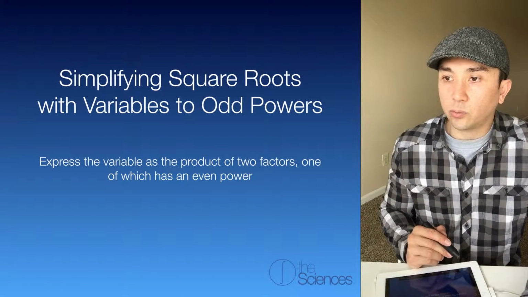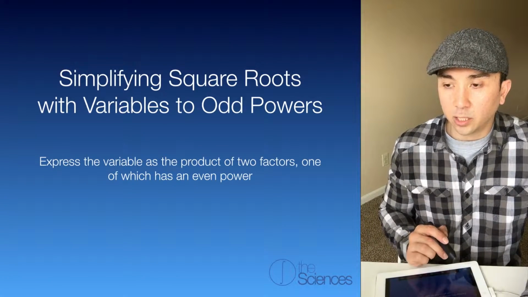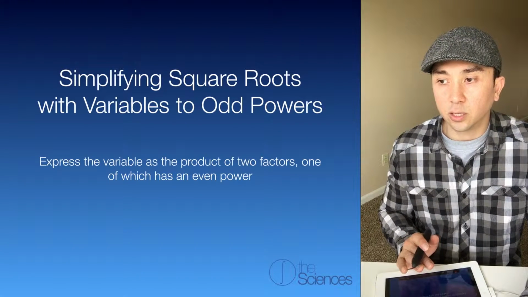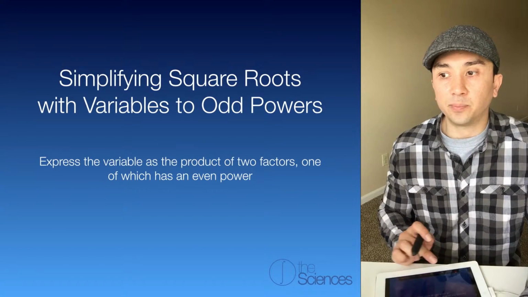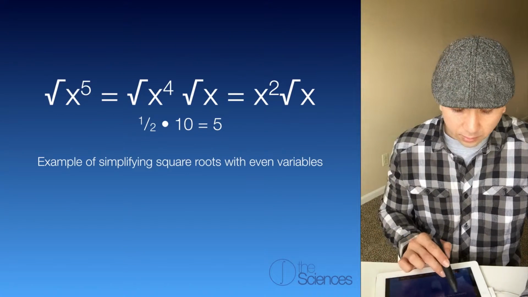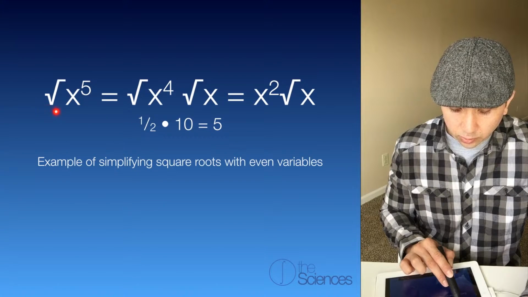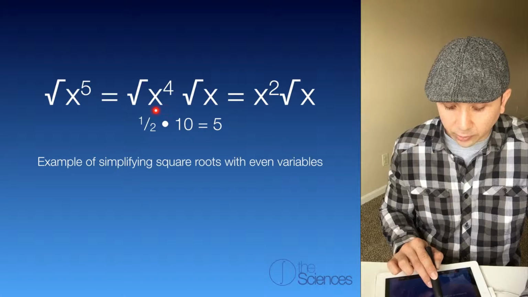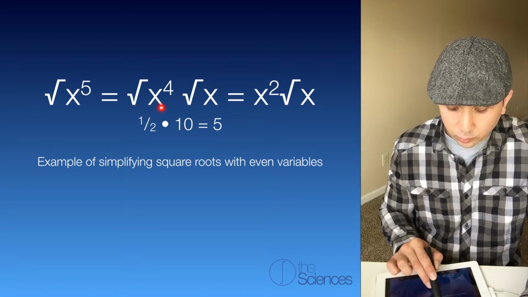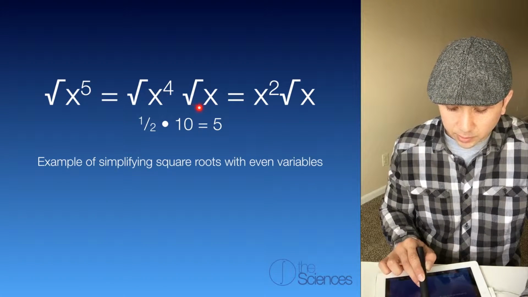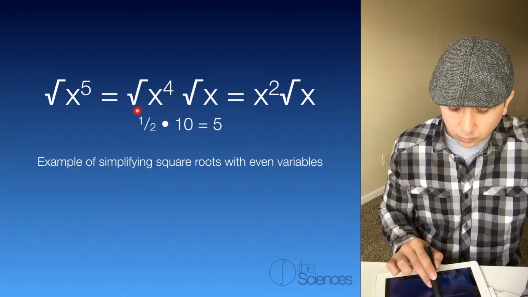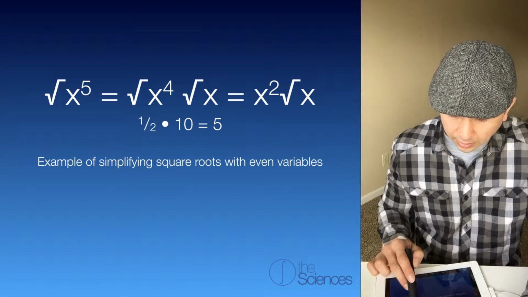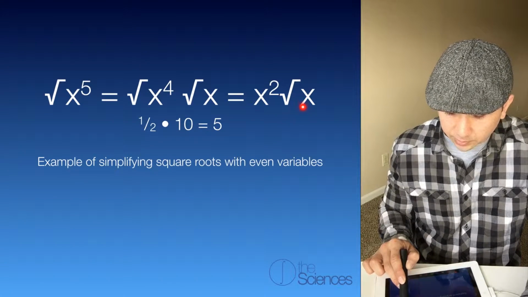So simplifying square roots with variables to odd powers, you're going to want to express the variable as the product of two factors, one of which has an even power. So here, if we have the square root of x to the 5, we're going to break that down so that one of them has an even power. So here we have the square root of x to the 4 times the square root of x. Well, the square root of x to the 4th is x squared, times the square root of x.